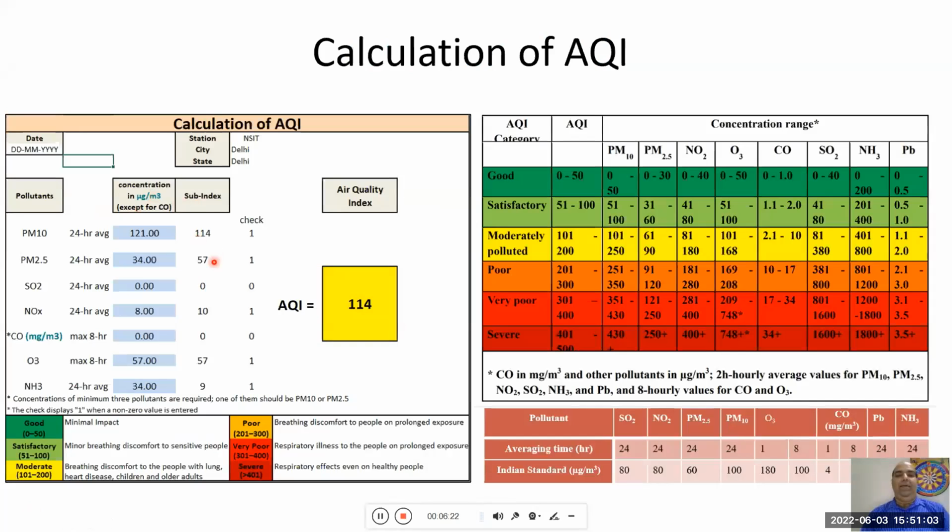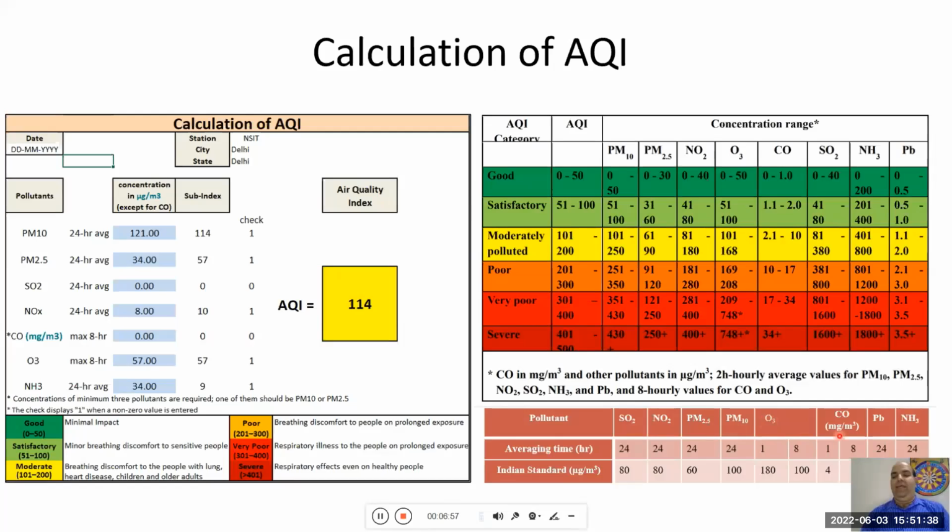It sounds very tricky, but you can see a simple diagram here for the calculation of AQI. Here you can see the station, city and state. All the pollutant concentrations except CO are in microgram per meter cube. Also, an important factor in the concentration is that you have to take an average for a day, or for 8 hours, or sometimes for 1 hour. It depends upon the nature of the pollutant.